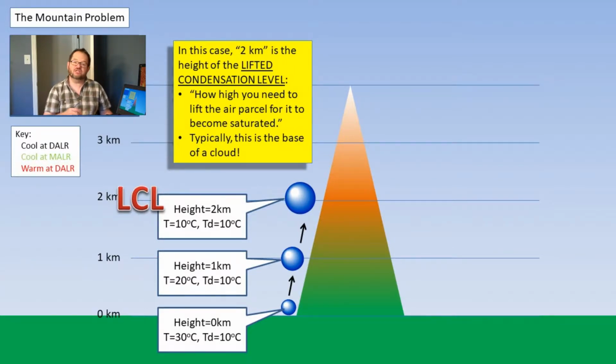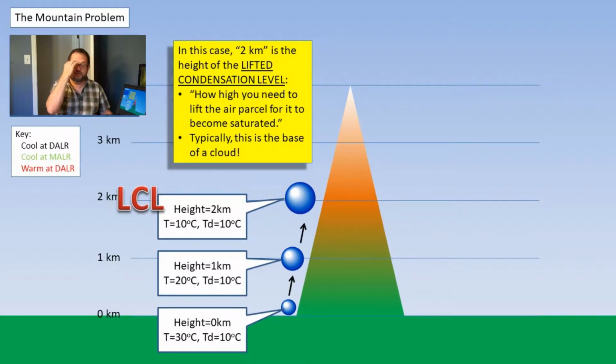And the lifted condensation level is how high above the ground you need to lift the air parcel for it to become saturated. Remember, as we lift the air parcel, it always cools. As long as we lift it far enough, eventually it will have cooled to its dew point. That is the lifted condensation level. For most cases, this is where the height of the base of the cloud is.